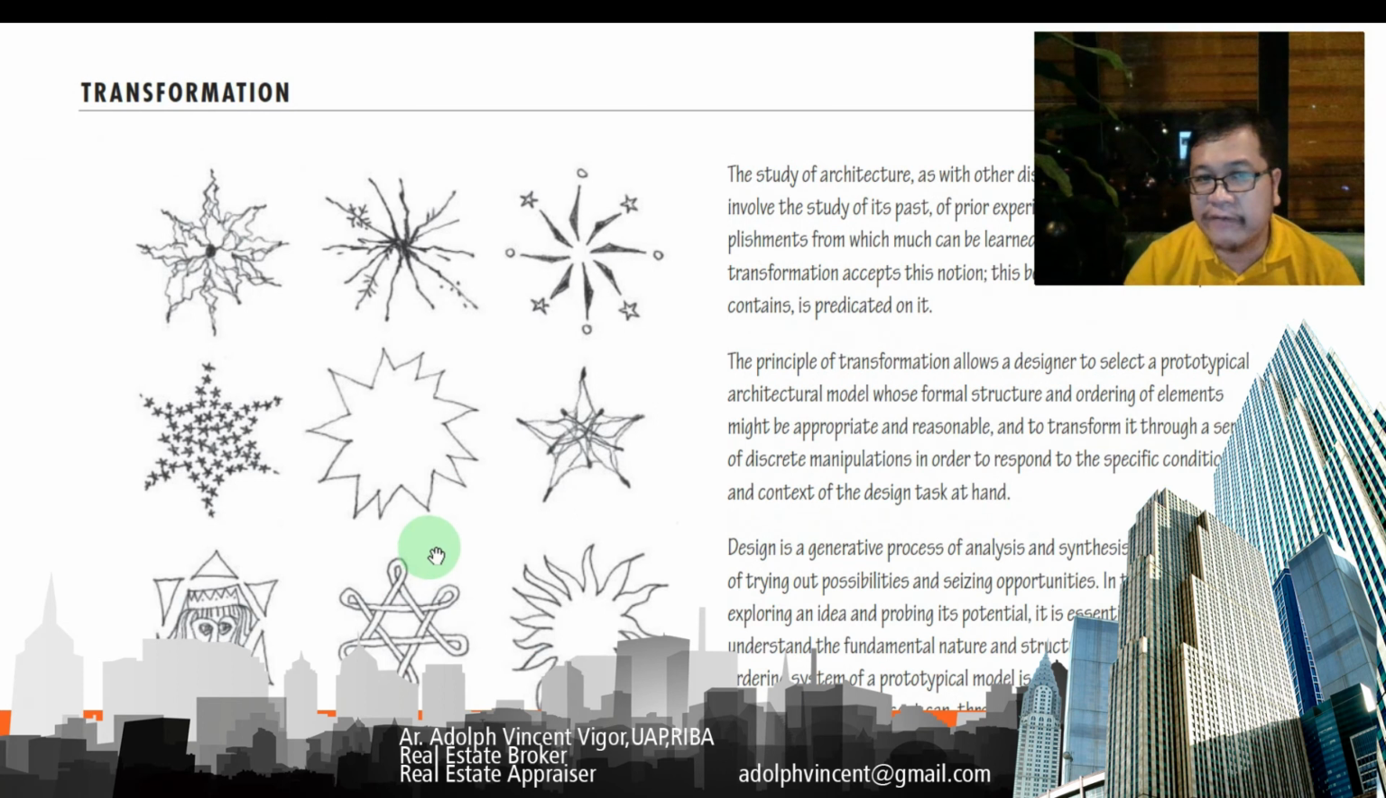So the principle of transformation allows a designer to select a prototypical architectural model whose formal structure and ordering elements might be appropriate and reasonable, and to transform it through a series of discrete manipulations in order to respond to the specific conditions and context of the design task at hand.